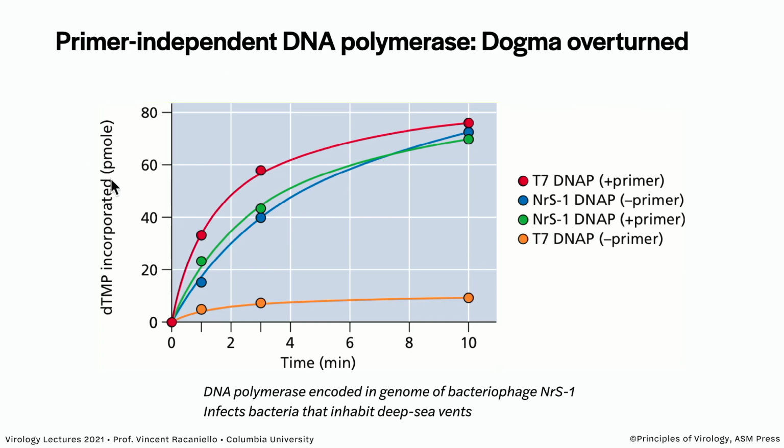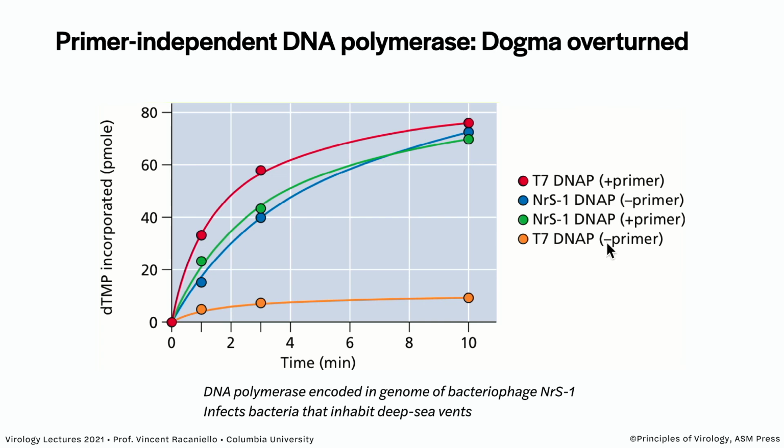But here is a wonderful experiment where we're looking at dTMP incorporated in picomoles here. So you can measure incorporation of this single base with time. So you set up a reaction with DNA polymerase and a template, and then you ask whether or not you need a primer. So there are 2 different DNA polymerases here in this experiment. One of them is T7 DNA polymerase. T7 is a bacteriophage, and it encodes its own DNA polymerase. We saw, I believe, the structure of that last time.